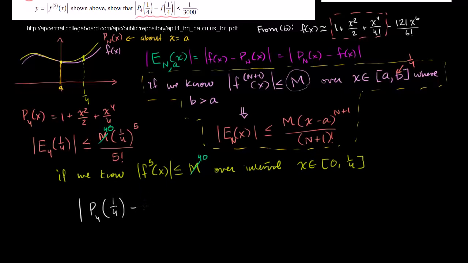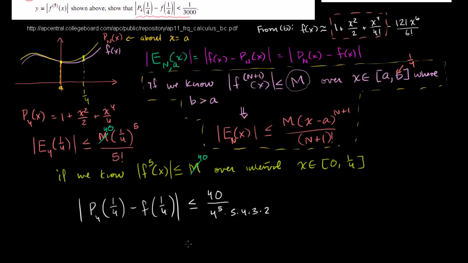So this, based on this property, we can say is less than or equal to 40 times 1/4 to the 5th power. So this is 40 times 1/4 to the 5th power, so I could just say divided by 4 to the 5th power. And in the denominator over here, we have 5 factorial. I'll just write it out: 5 times 4 times 3 times 2, and we don't have to write the 1. That doesn't change the value.